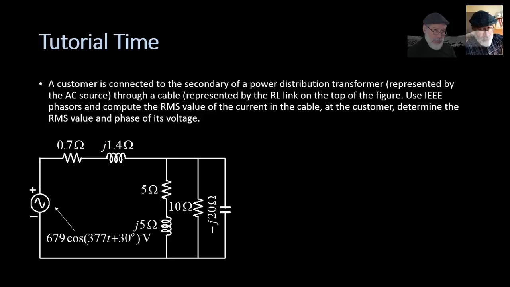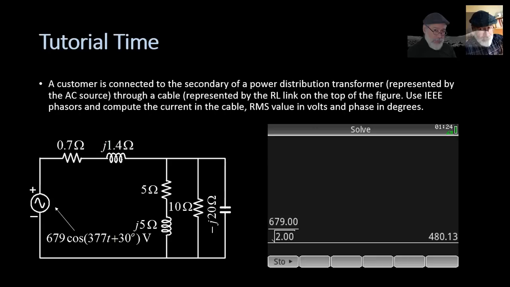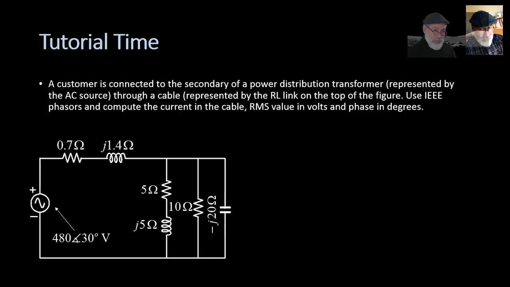Let's begin. The first thing, because I'm going to be using IEEE phasors, RMS phasors, is to find the RMS value of the voltage source. The peak value is 679 volts. The RMS value is that divided by root 2, 480 volts. That means that that source is going to be represented by an IEEE phasor 480 with 30 degrees, like so.